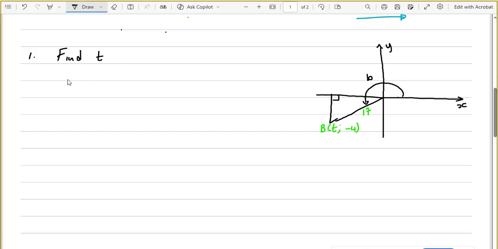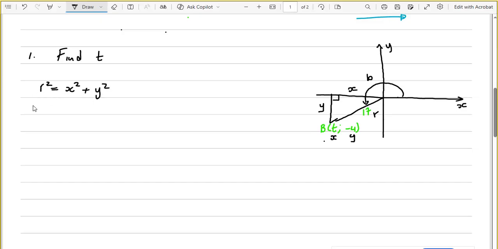Let's find T. To find the value of T, we're going to use the theorem of Pythagoras. This is your Y, this is your X, and this is your R. Remember, the coordinate of B is in the form of X and Y. Already you know your Y is -4, your X is T, and your R is 17. So R squared is equal to X squared plus Y squared.